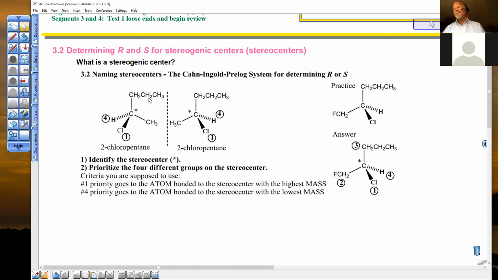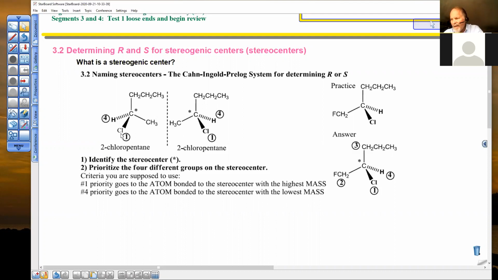Okay, so let's follow the rules for naming a stereocenter as R or S. Step 1 is the easy part. Identify the stereocenter. That's when I put the asterisk there. This is 2 separate problems, by the way, for this same molecule.